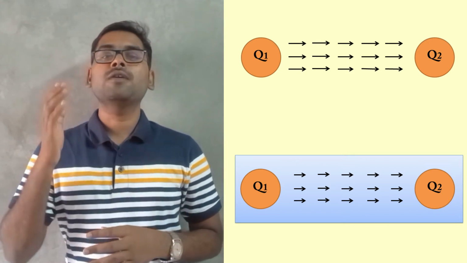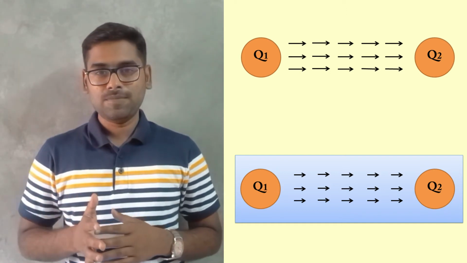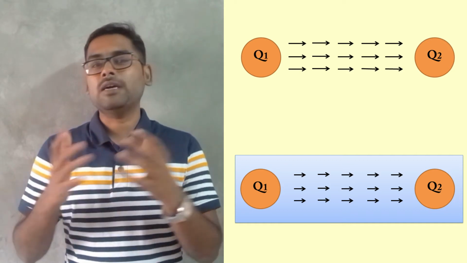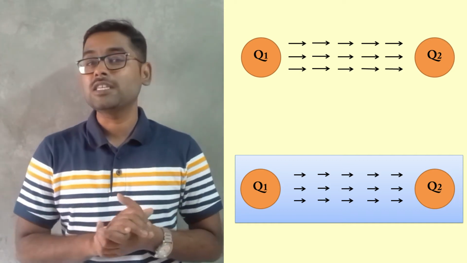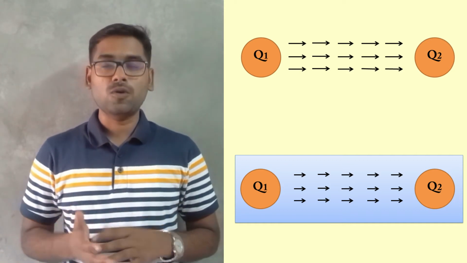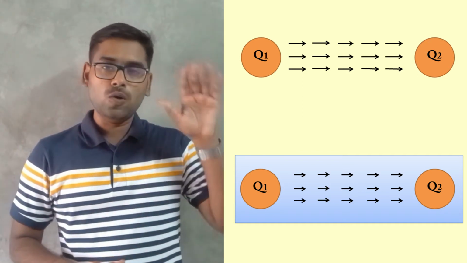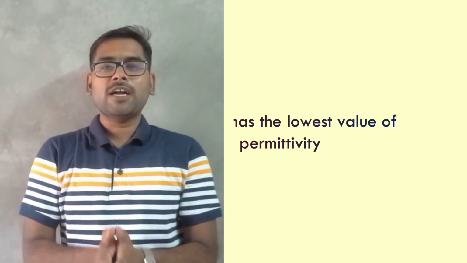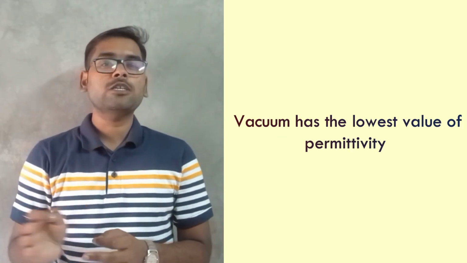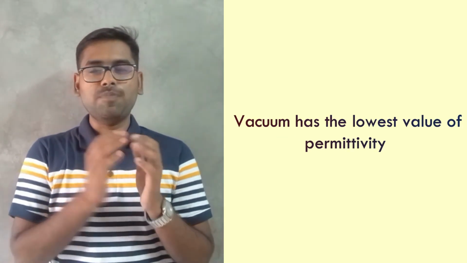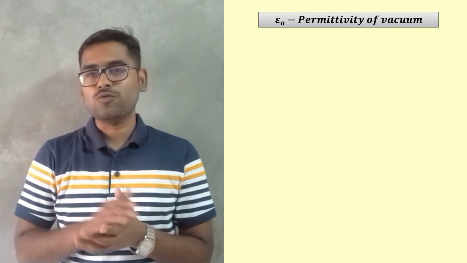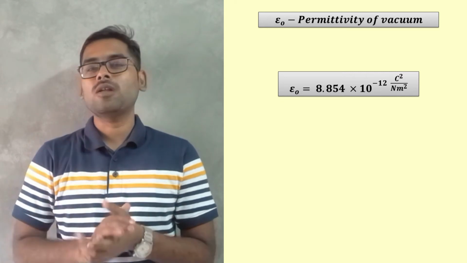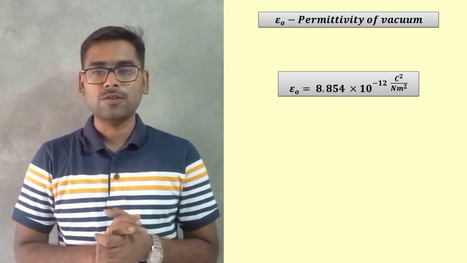In other words, if the medium has high permittivity, then it will oppose greatly the electric field created by these charges, and then the force between these charges will also reduce. So, the higher the permittivity, the lower the force experienced by these charges. Guys, it is found that vacuum is the medium which has the lowest value of permittivity. The permittivity of the vacuum is represented as epsilon naught, which is equal to 8.854 into 10 raised to minus 12 Coulomb square per Newton meter square.